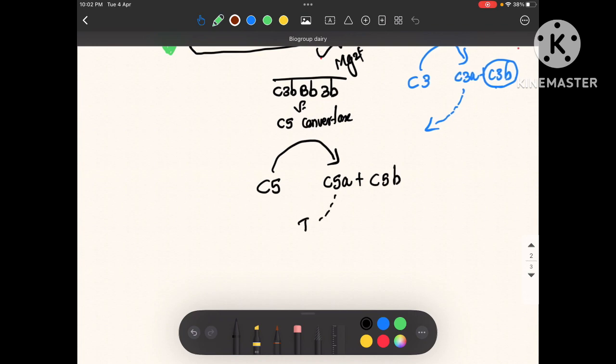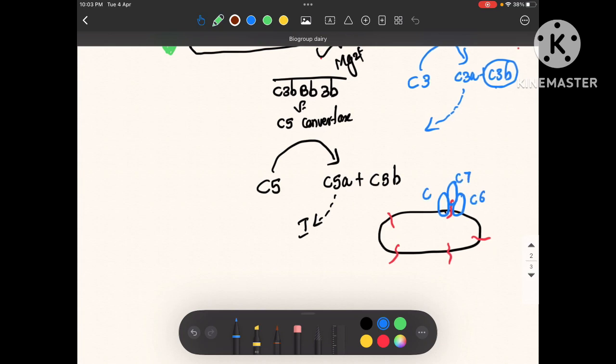C5a has an inflammatory role and diffuses away. C5b attaches to the surface of the membrane, so many C5b get inserted into the membrane. Once C5b is attached, it exposes the binding site for other complement factors like C6, C7 and C8.